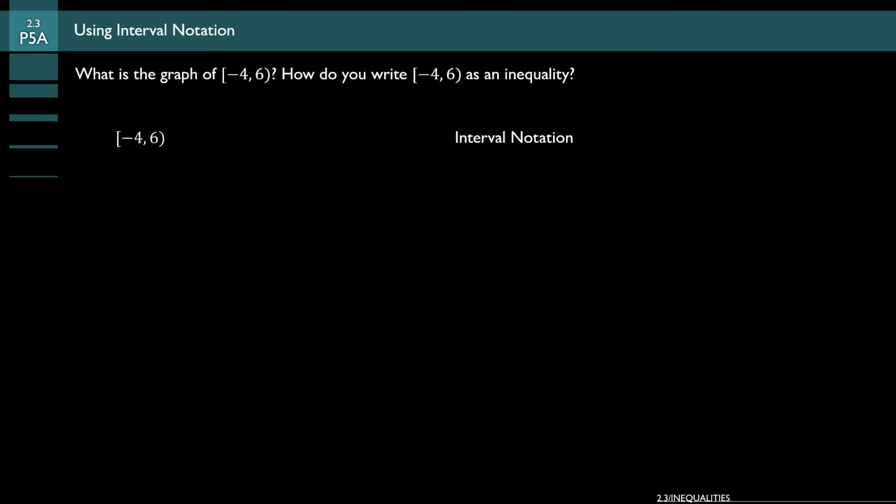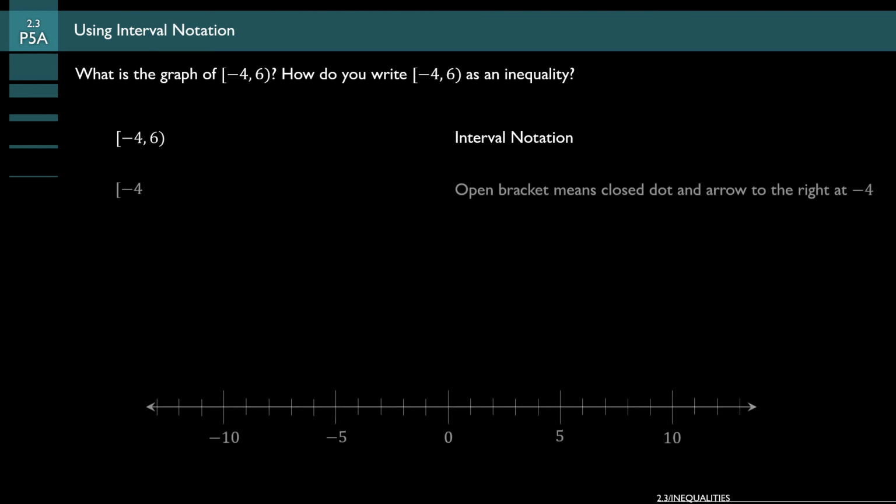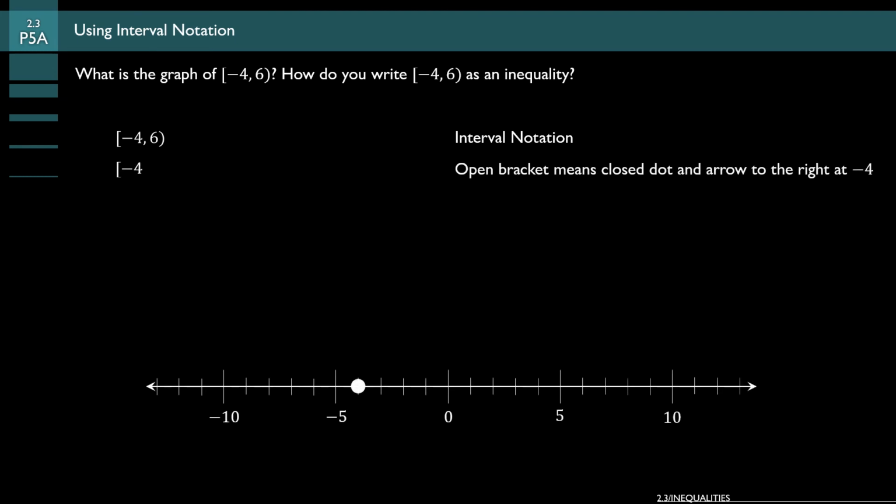All right, now we're going to see if you've got all that down. This question is, what is the graph of open bracket -4, comma 6, close parenthesis? How do you write that as an inequality? The first thing I want to do is look at my interval notation. Then I'm going to isolate that first value, which is the open bracket with the -4. What that tells me is that if I were graphing on a traditional number line, I would have my closed circle at -4 with the arrow opening to the right.